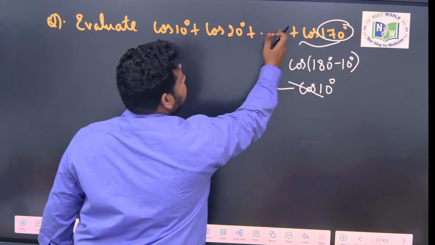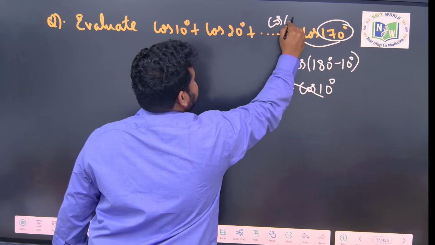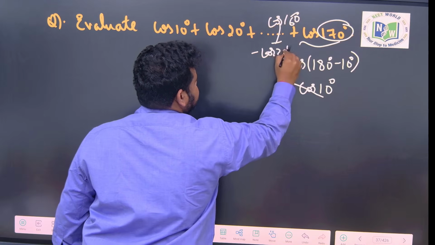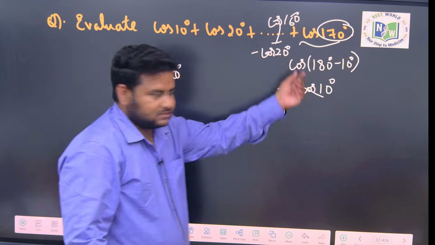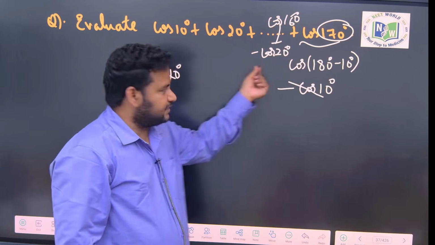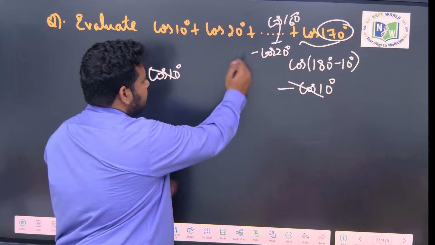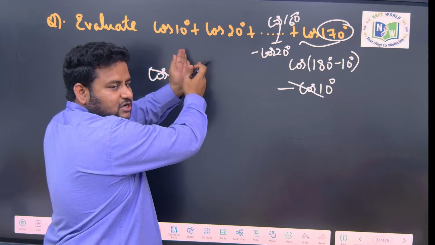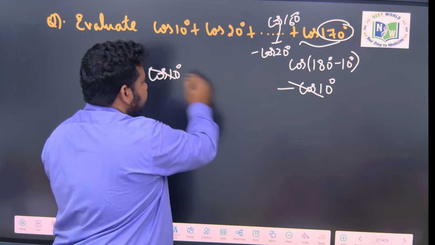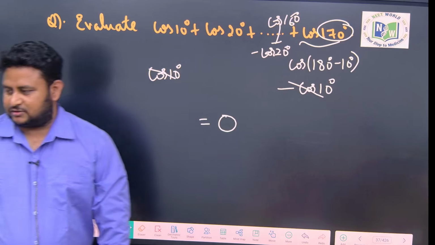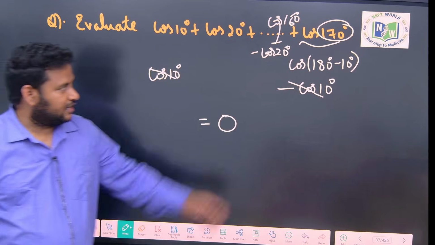Similarly, before this what is there? Cos 160. Okay. This will give me what? Minus cos 20 degree. How you understood? Same like this. 160 can be written as what? 180 minus 20. So this will be minus cos 20. So this will be plus cos 20. So like that, cos 150 here, cos 30. Like that. Plus cos 30 minus cos 30. So everything will get cancelled. You will get the answer as 0. Understood?